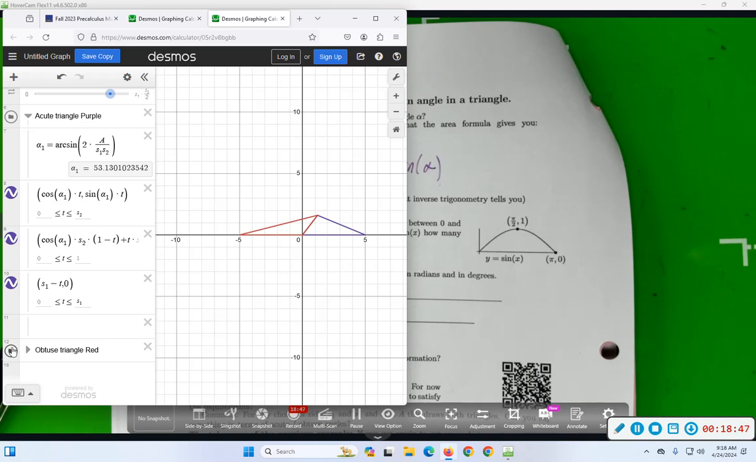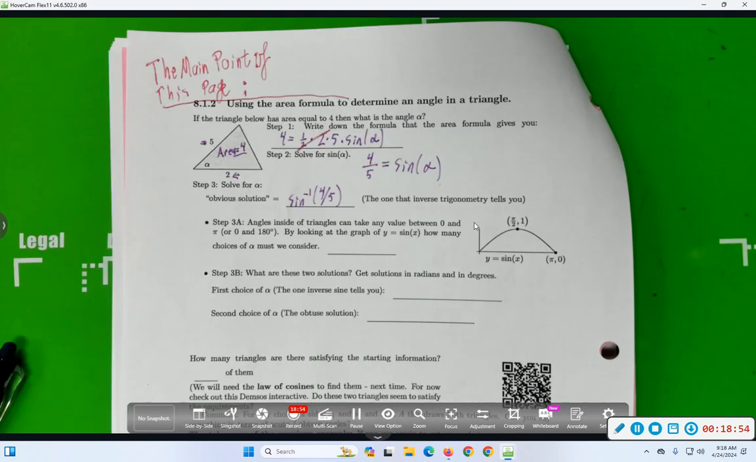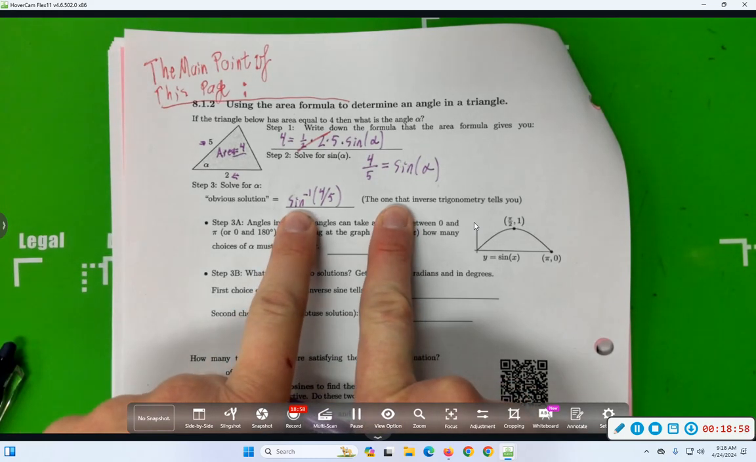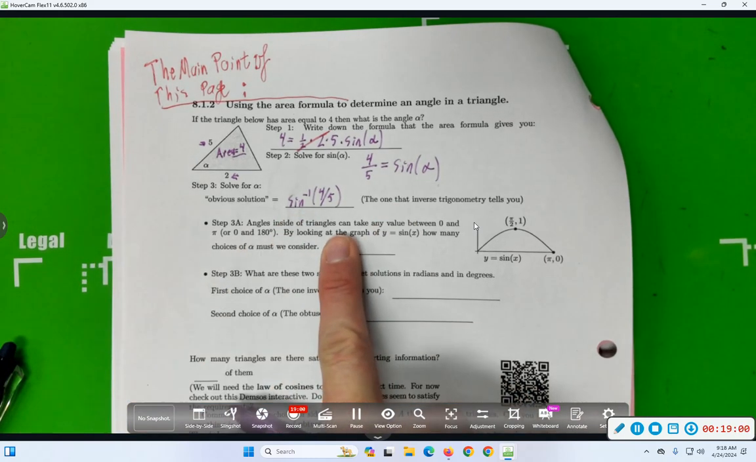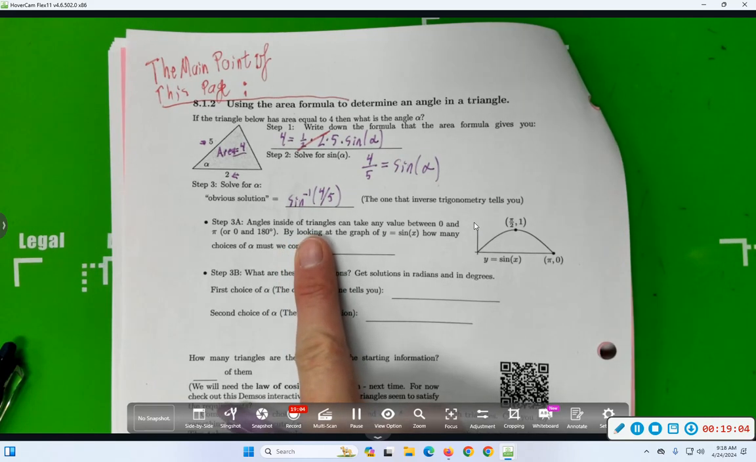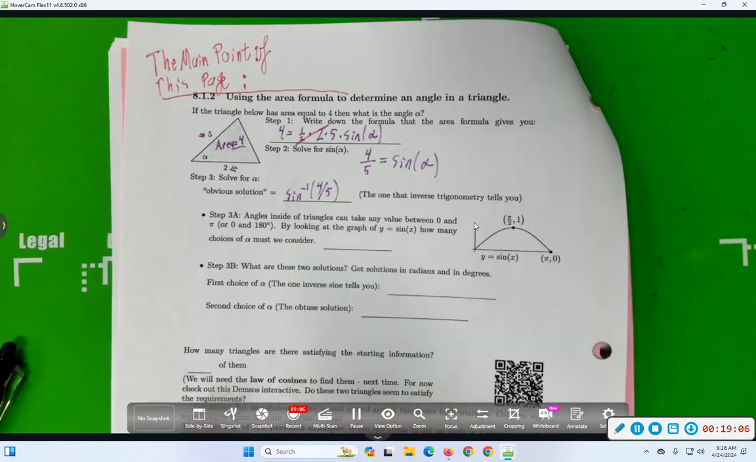Acute or obtuse? Obtuse. This angle might be obtuse. So here is the situation. There's the angle that inverse trigonometry tells you. So here's the fact: angles inside a triangle might take any value between 0 and 180 degrees, or between 0 and pi radians if you want to work in radians.